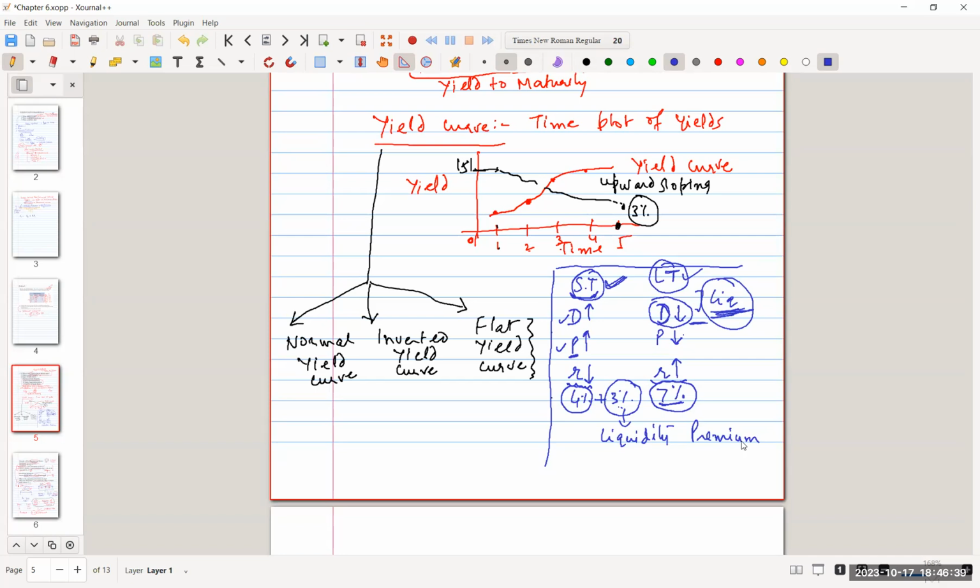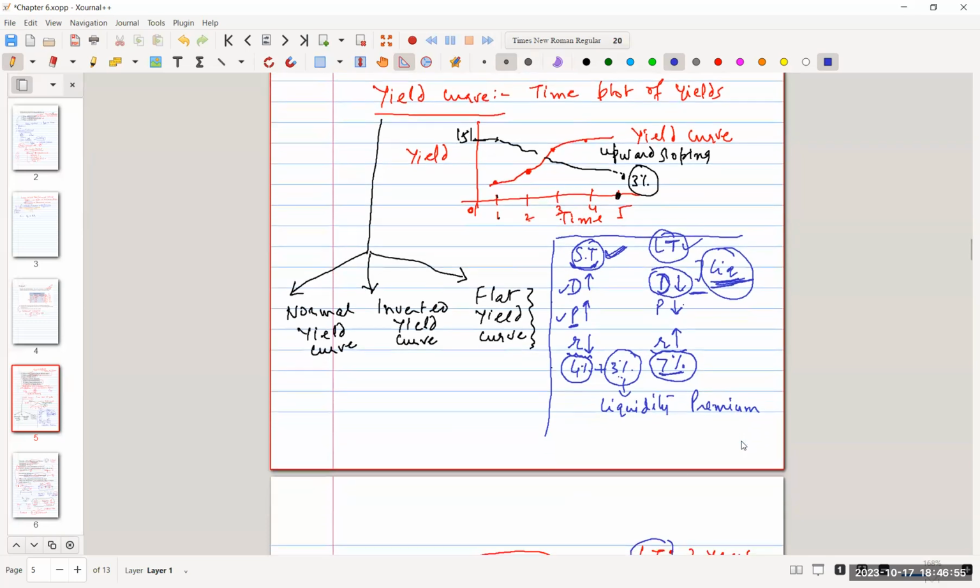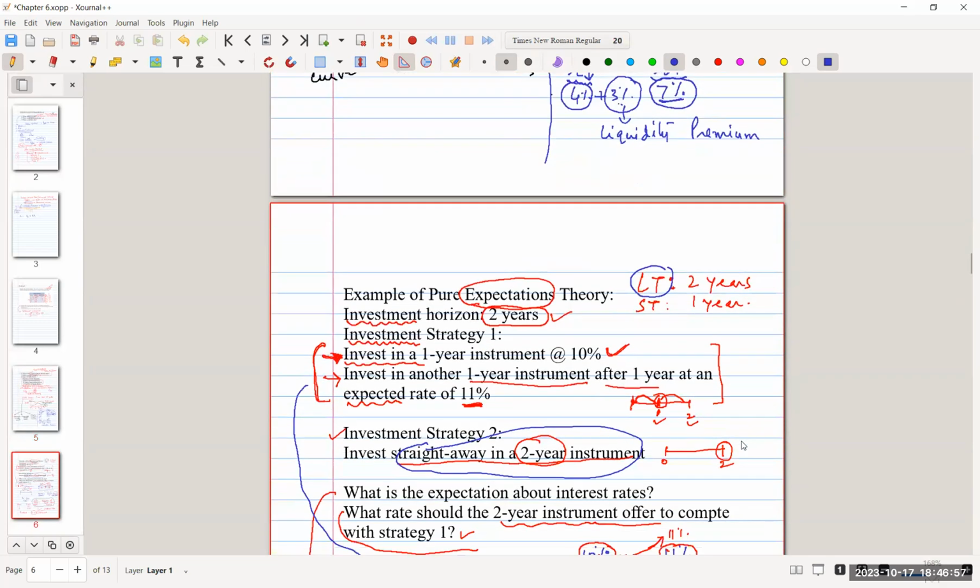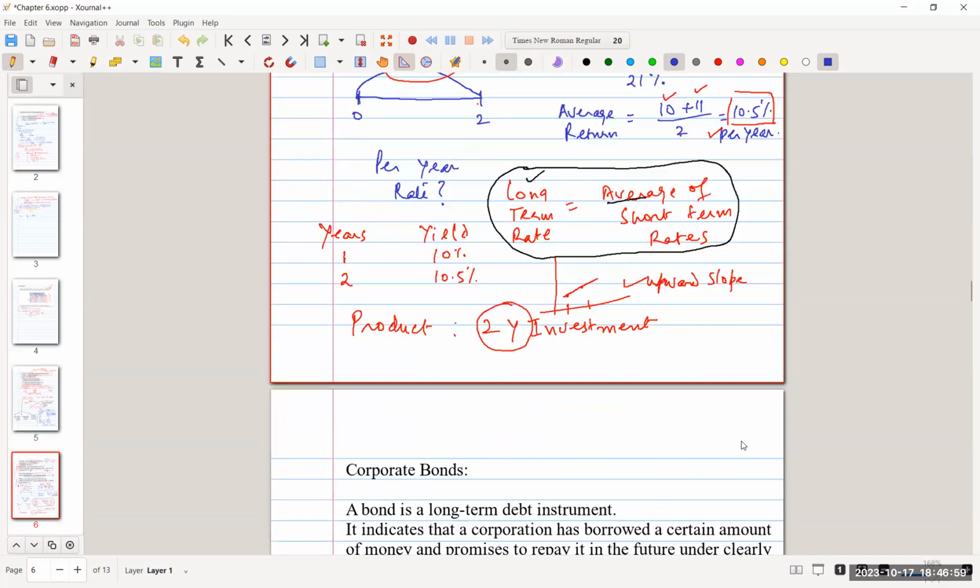Folks, do you understand? Any questions? No questions. All right, let's move on to the corporate bond part now, the second half of this chapter.